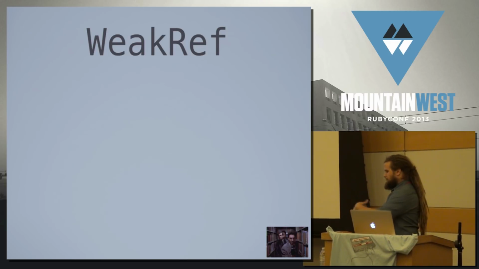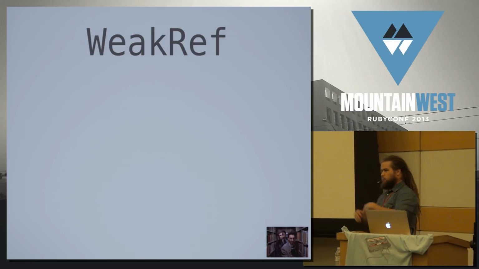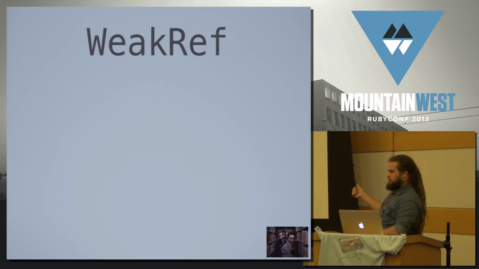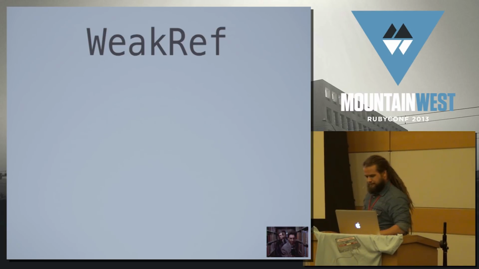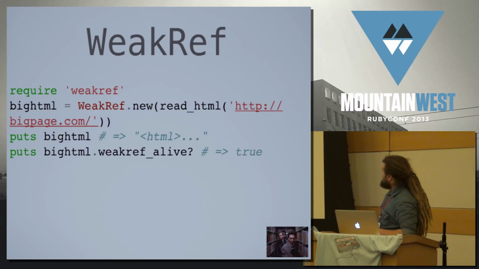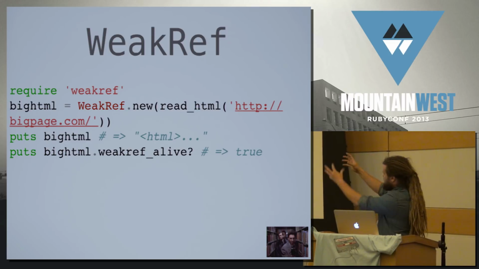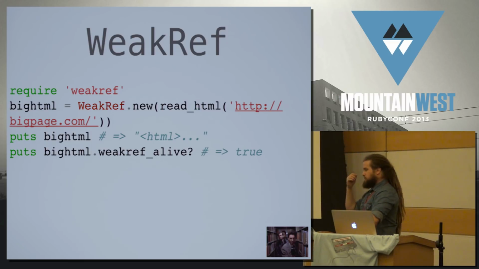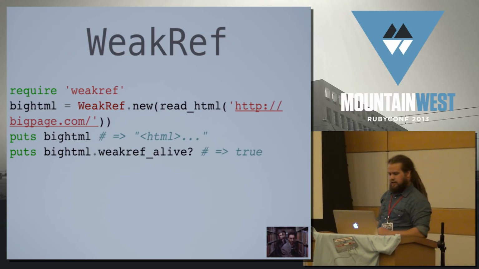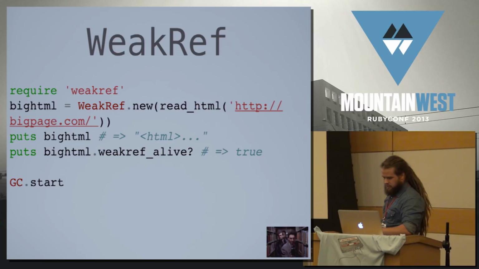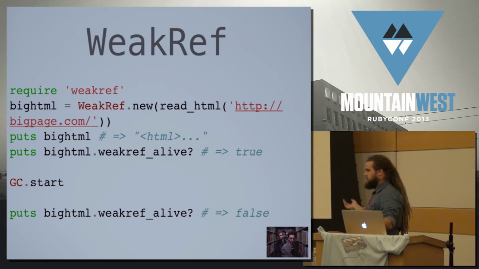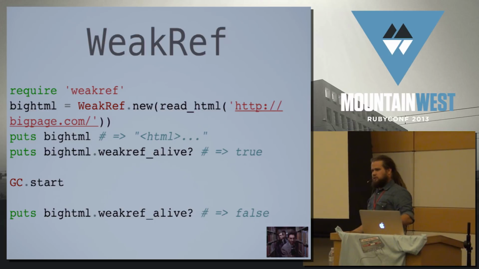So WeakRef will wrap whatever you give it in a weak reference, meaning that it can be garbage collected. So you can use it and do your stuff with it, but when the garbage collector runs, it'll be a candidate for collection, and it might go away. So we're just going to require WeakRef, and I'm going to read some HTML from some big page and wrap it in a WeakRef, and I can put it out, and it looks like a string as far as it's concerned, but then I can also check if it's alive, meaning the garbage collector hasn't collected it yet. So we can run the GC, and now we check that it's alive and it's dead now. So it's gone, you can't do anything with it.